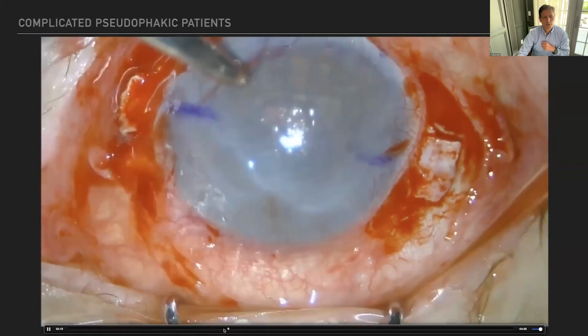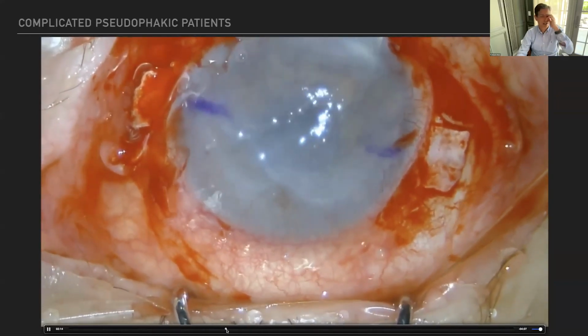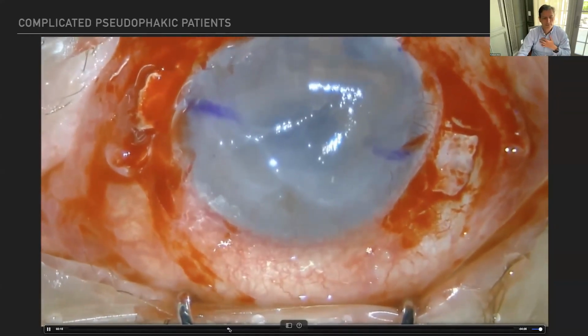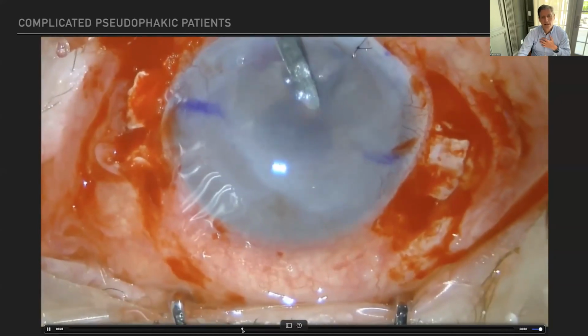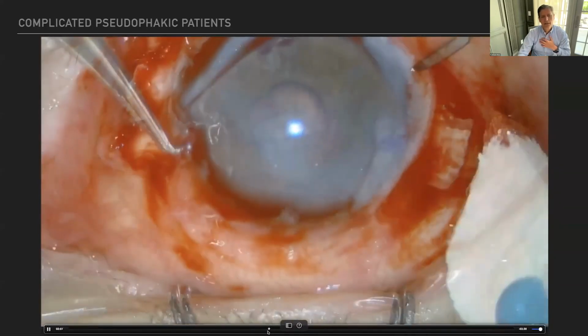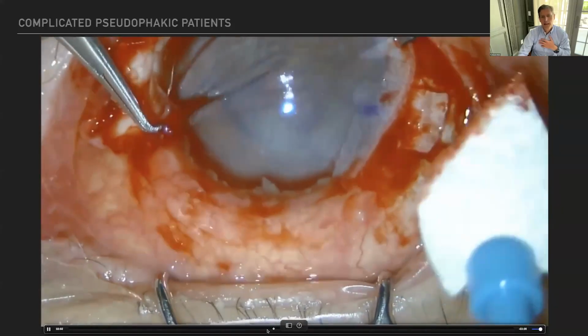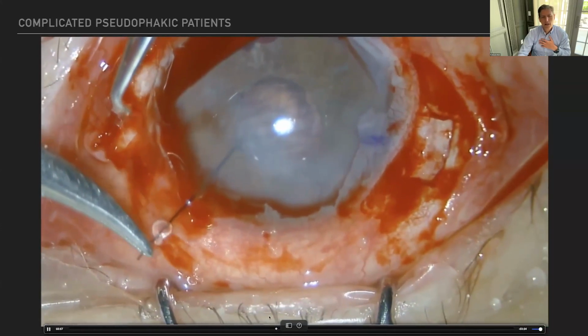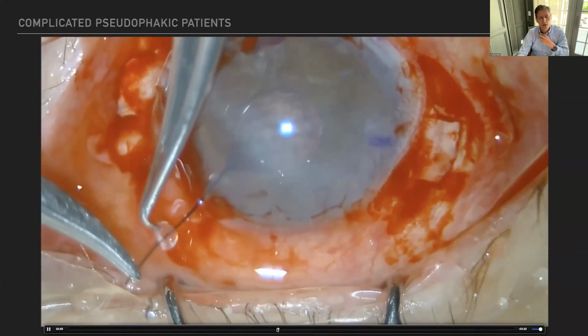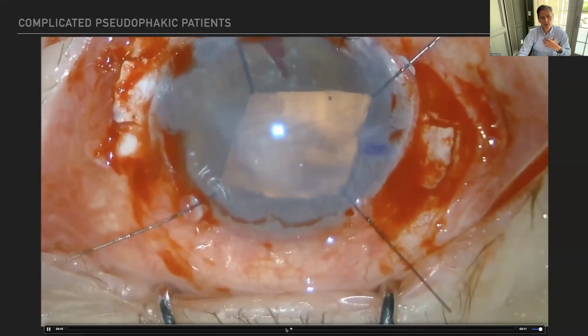So here I removed it. Here it comes. Then you just disengage it and you remove it. Then we're going to remove the epithelium to be able to see. And then I'm going to use the hooks to be able to expand our pupil so I can see.